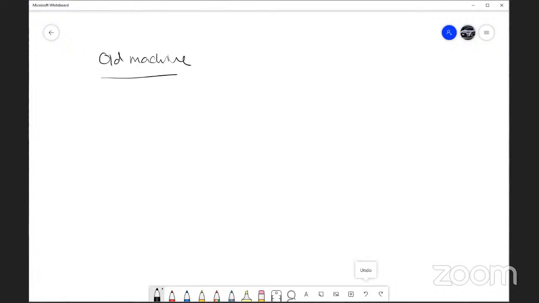So old machine, what happened to the old machine? Let's see. Deciding when to replace it. The machine's current salvage value is 2.2 million. The book value is 1.4 million. If not sold, the old machine will require a maintenance cost of $845,000.